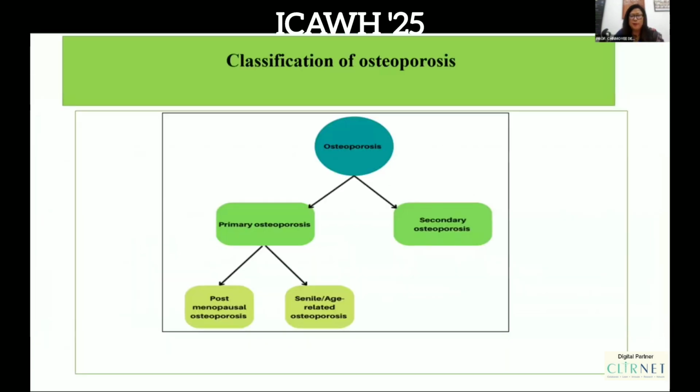My previous speaker, Silima, has mentioned nicely the metabolic changes of postmenopausal women. She has mentioned details about diabetes mellitus in postmenopausal women. And now, the classification of osteoporosis: we divide it into two types, primary osteoporosis and secondary osteoporosis. Primary osteoporosis is again divided into postmenopausal osteoporosis and senile, or age-related, osteoporosis.